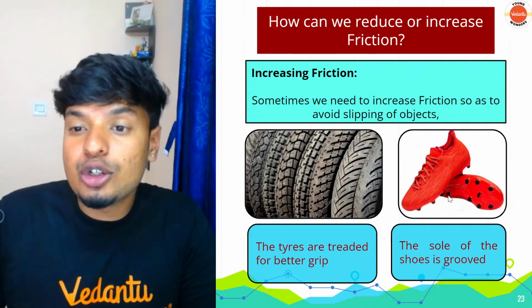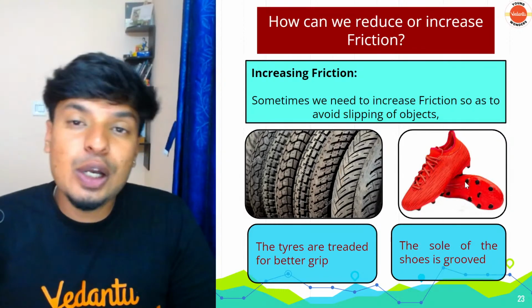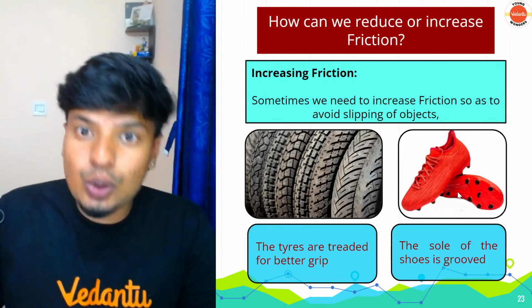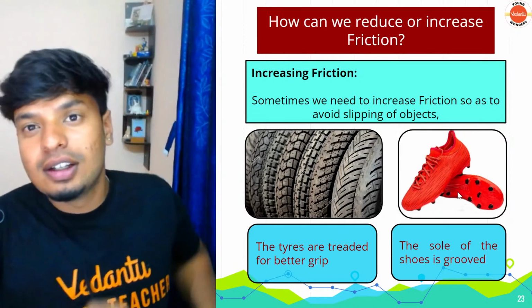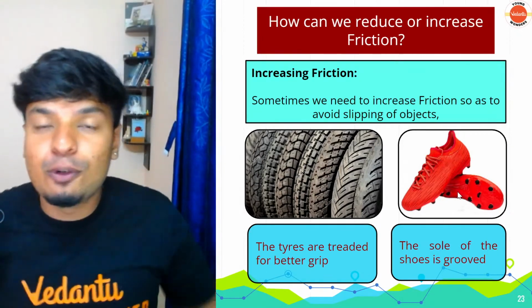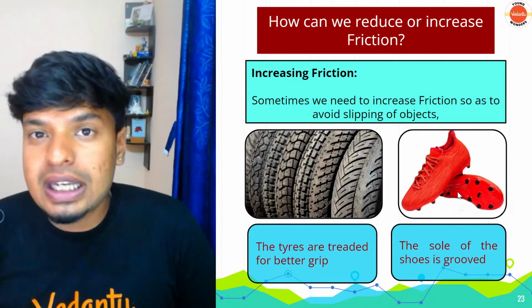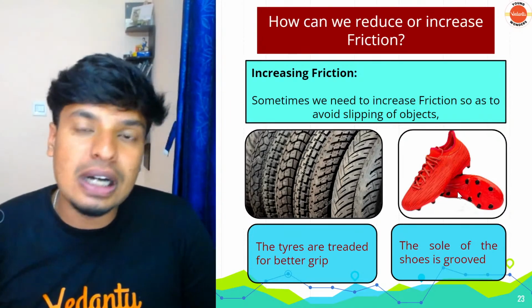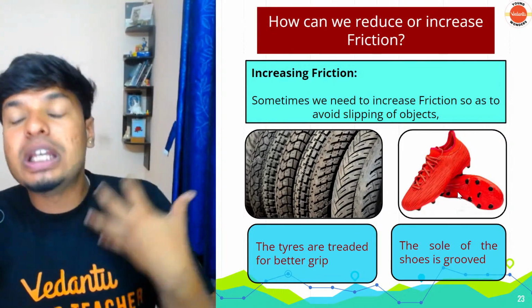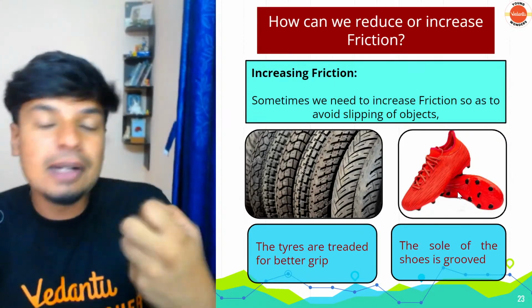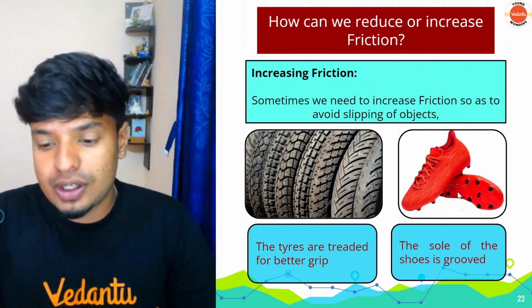Then you have football shoes. Those are called studs, right? Why do we have studs on football shoes? Because you have to run without slipping. Because most of the time the football field will be wet because of rain. You shouldn't slip and fall, right? That's why they have those studs, to increase your grip on the ground, to increase the friction.